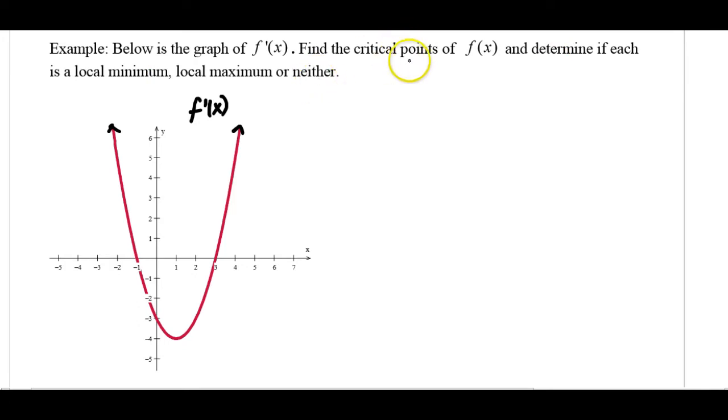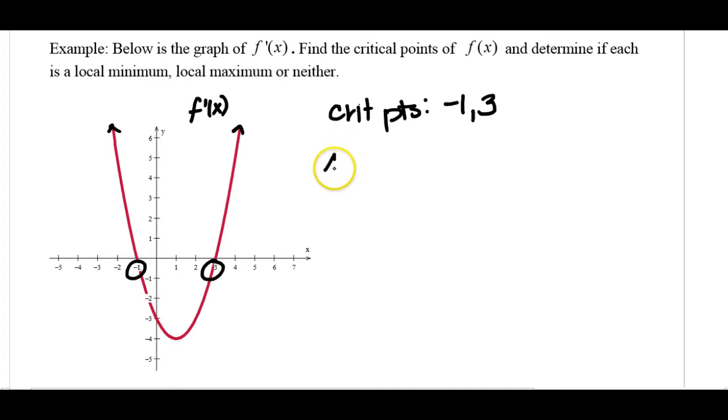Alright, so critical points occur where the derivative is 0 or undefined. So to find critical points, I'm looking for the x-intercepts, or jumps or holes. There are no jumps or holes, just two x-intercepts at -1 and 3. So my critical points are -1 and 3. And now determine what happens at each one. Is it a local min, local max, or neither?